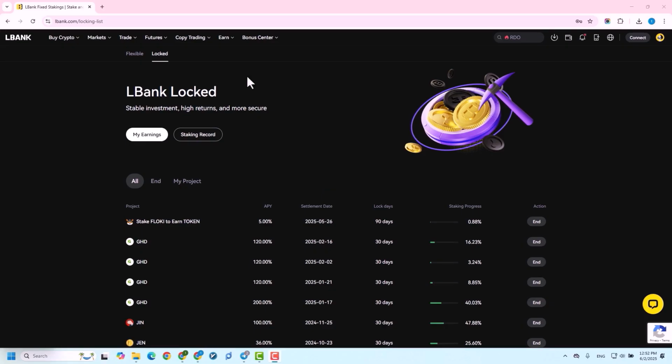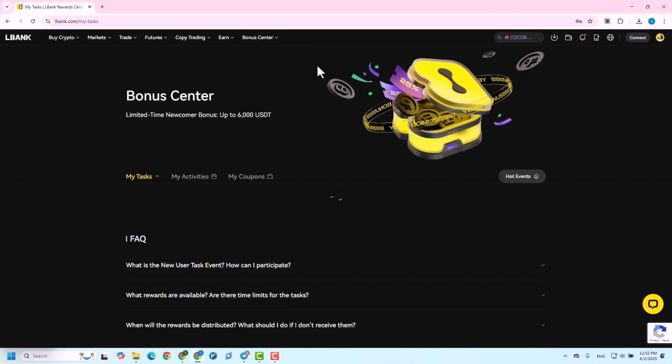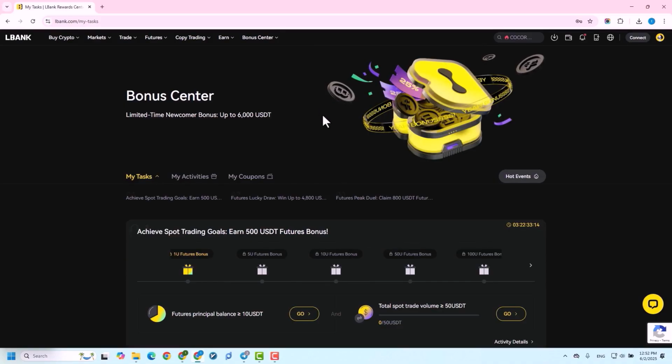The next section is about the bonus center, which consists of 4 subsections. The first part is related to the bonus center. Complete tasks to claim rewards, which is the main hub for receiving bonuses and rewards on the LBank Exchange. In this section, traders are able to receive rewards by completing specific activities.